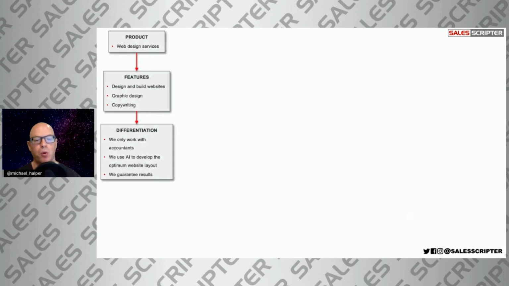So in this example, this web design firm only works with accountants and they use AI to develop the optimum website design and they guarantee results. And so that's the hope of this process, is that we are trying to identify the key things that you should be saying. Now, if you aren't different and you're the same, that's fine. No big deal. You don't have to think of stuff just to say stuff.